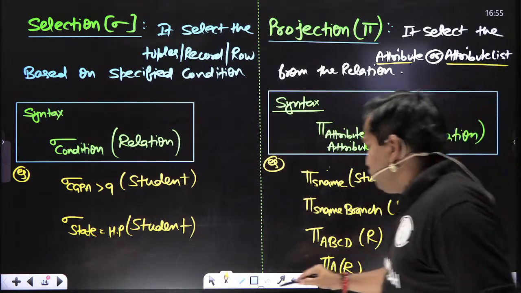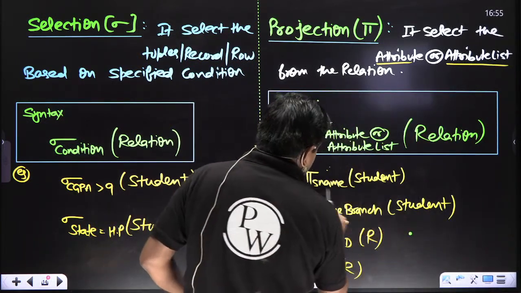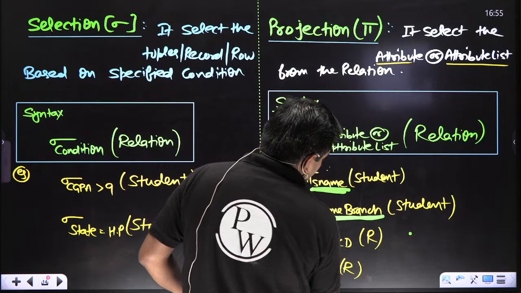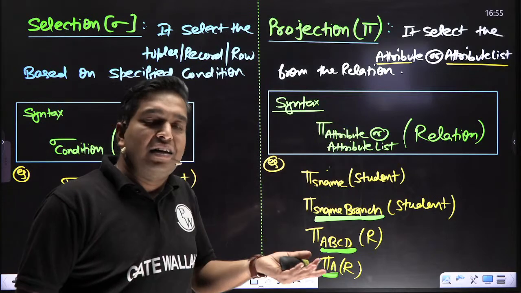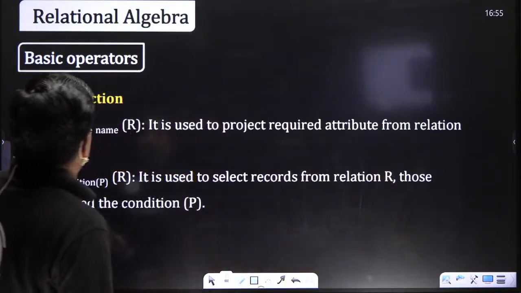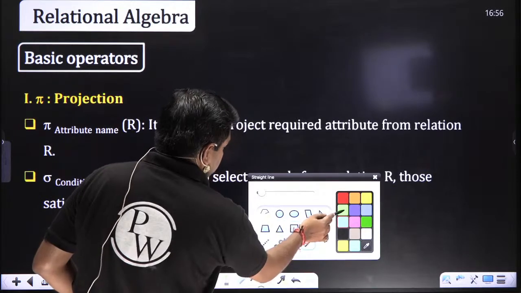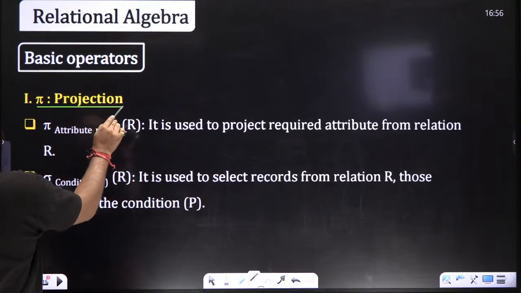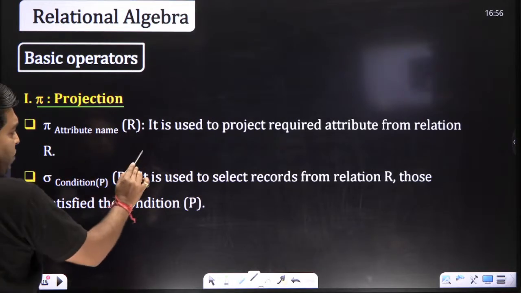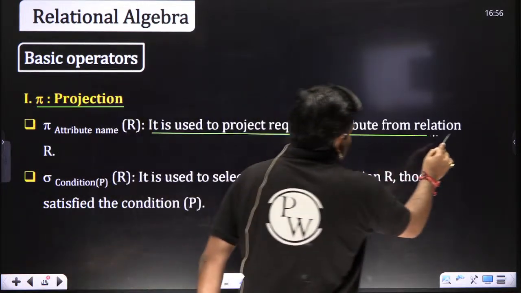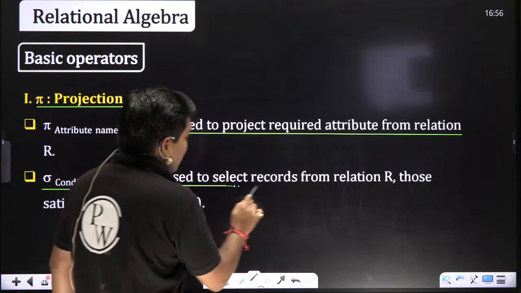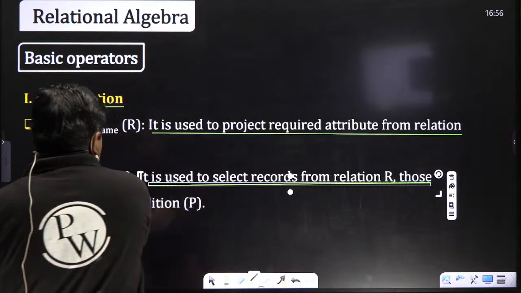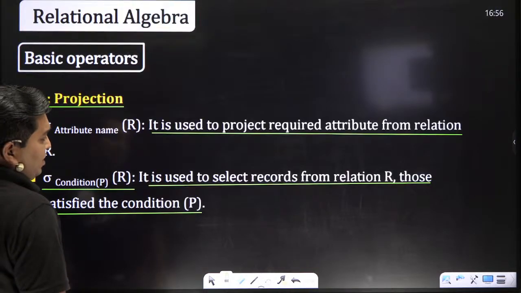For example, you can see here there is a single attribute, 2 attributes, 4 attributes. So it's a single attribute or more than one attribute. Now here you can see projection: pi attribute name from R. It is used to project required attributes. Selection is used to select the tuples those satisfying the condition.